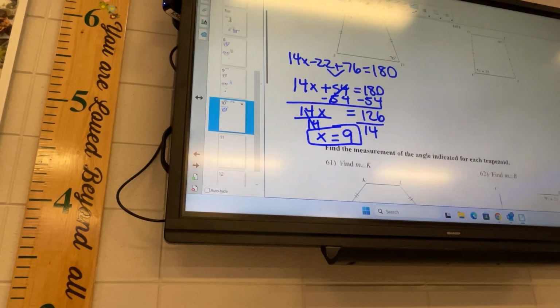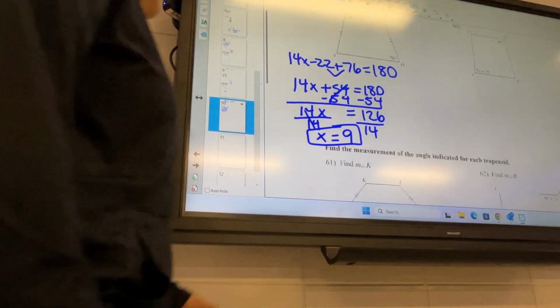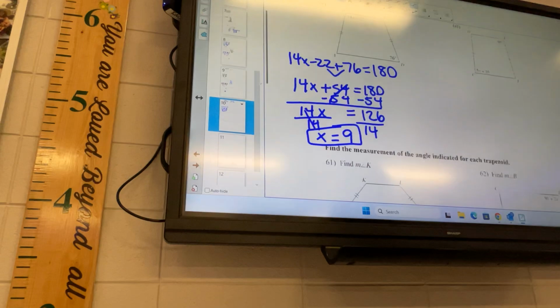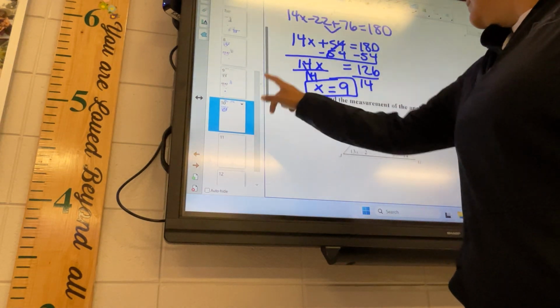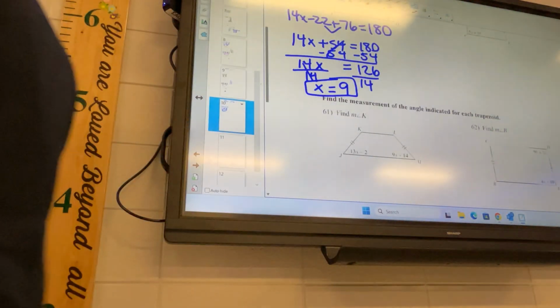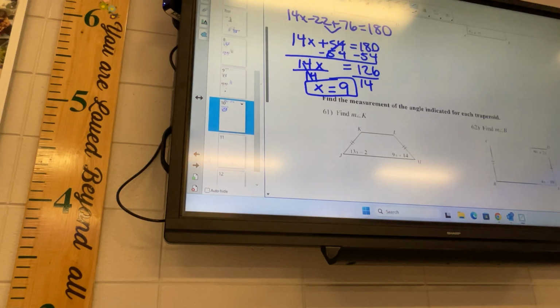We're almost done. The last section is super fast. We got maybe 3 harder-ish problems to do. Okay, 61. Are those two the same or different? The same. What does same mean? Equal to each other. Same means equal. So we're going to set them equal.